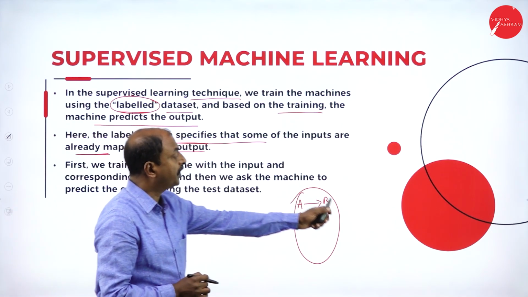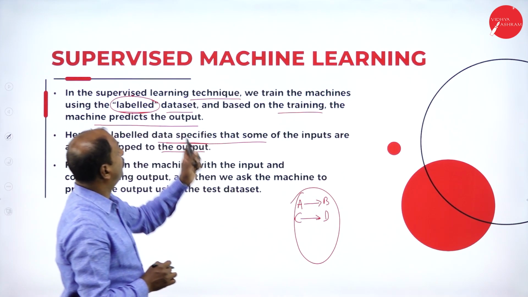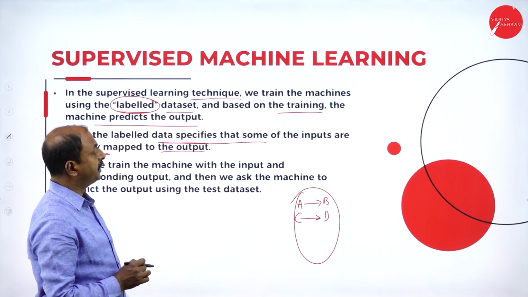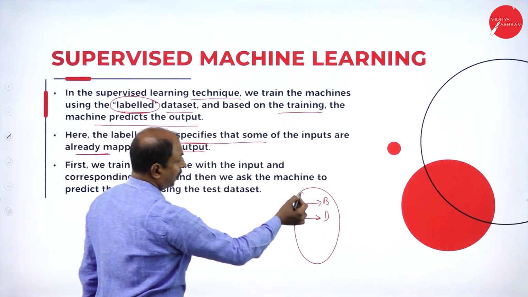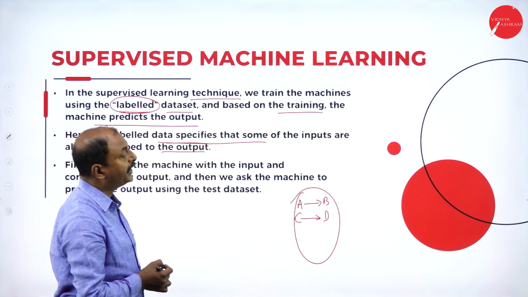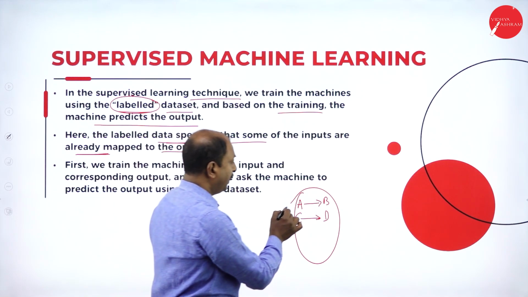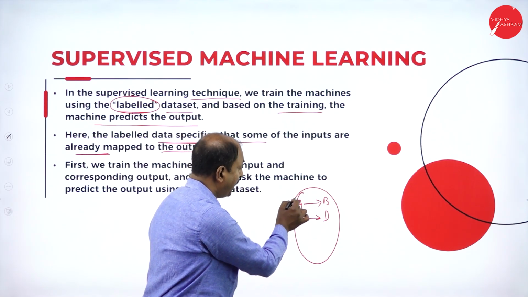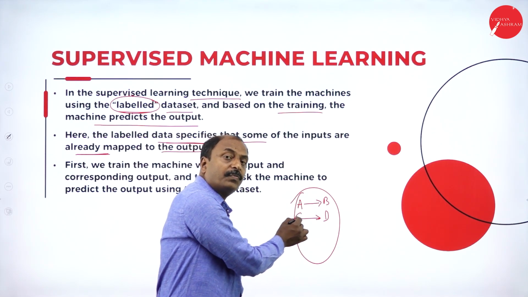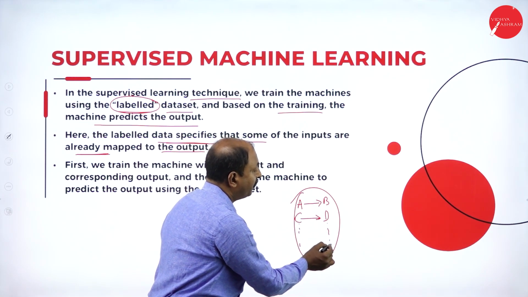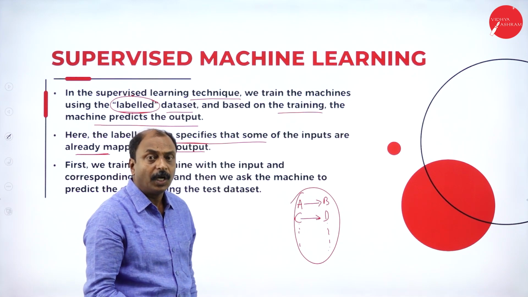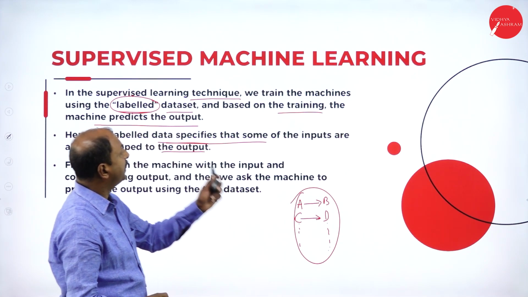So this is the meaning of data set. Here, supervised machine learning is a technique that works with labeled data. This is the meaning of labeled data in a data set. What is the meaning of this? We have a number of different combinations, different inputs and the different outputs for them. All these are stored in a data set.